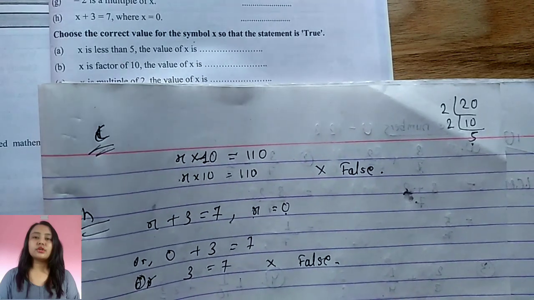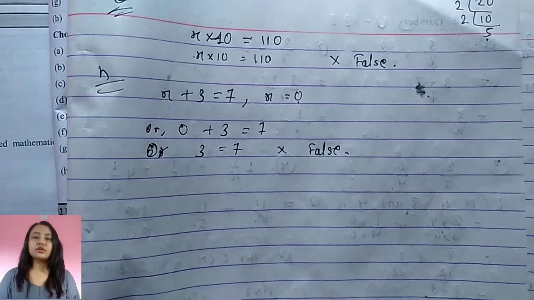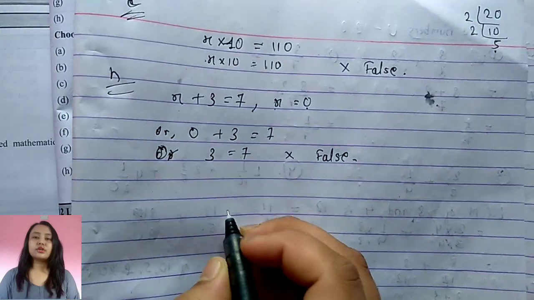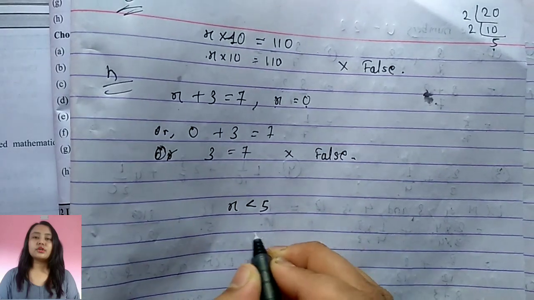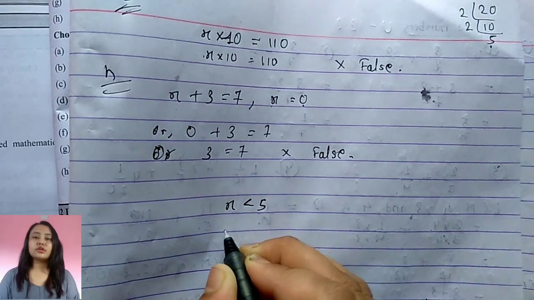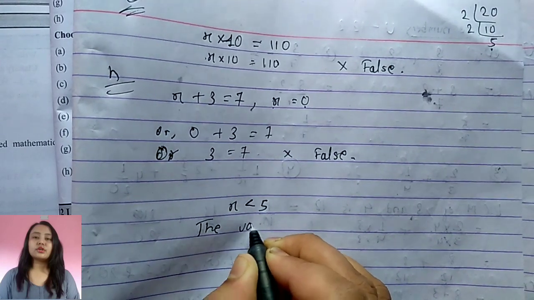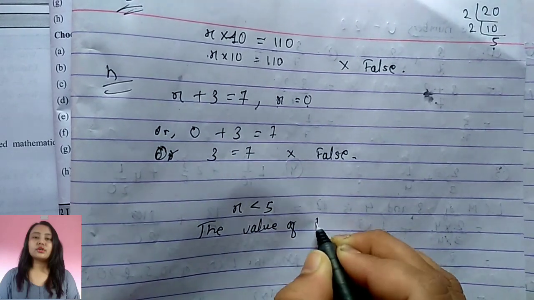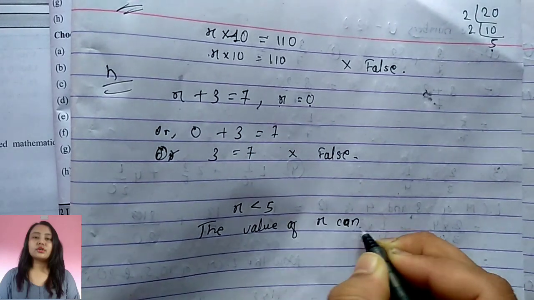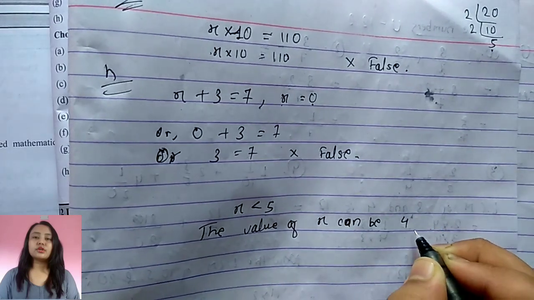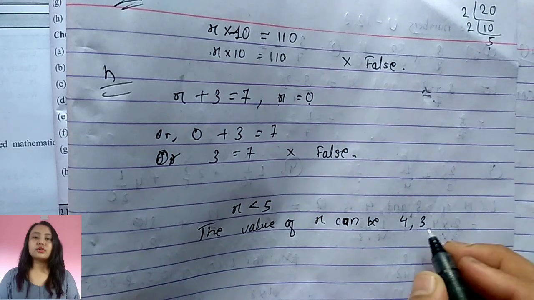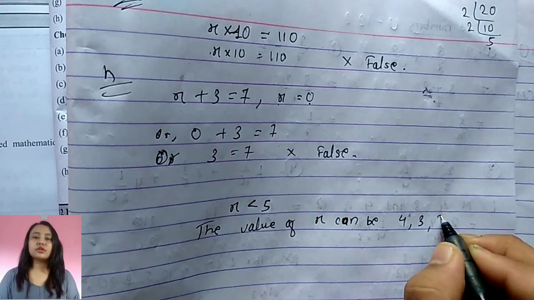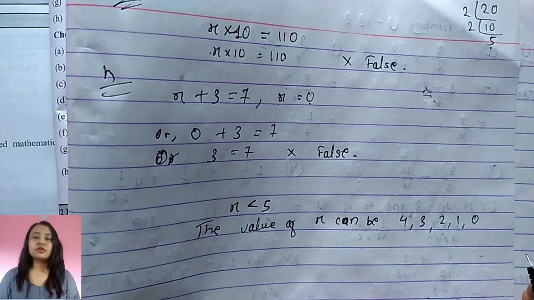So what will be the value of x now? Let's do. We know that x is less than 5. That means the value of x can be 4, it can be 3, as it is less than 5, so we'll be going downwards. Okay, 4, 3, 2, 1 and 0, so it can be any of these.